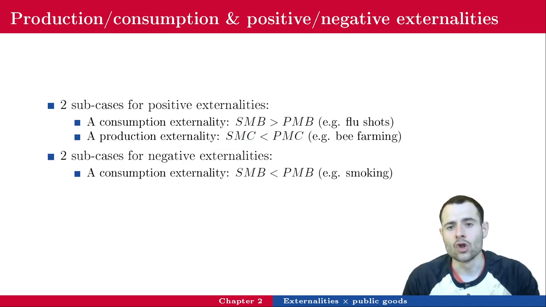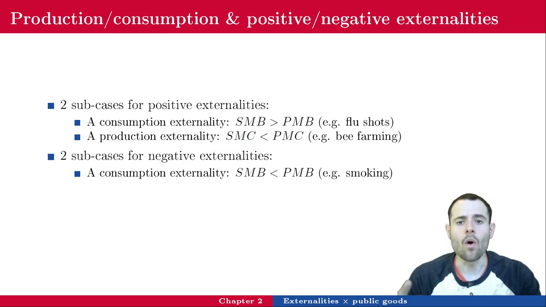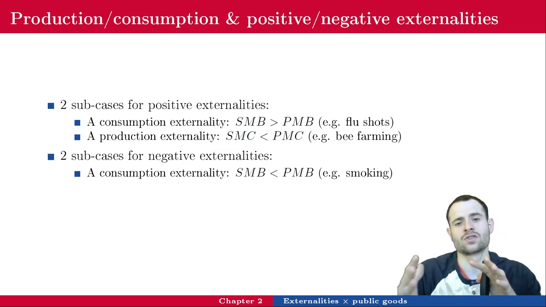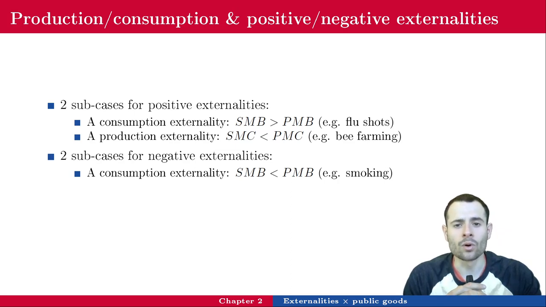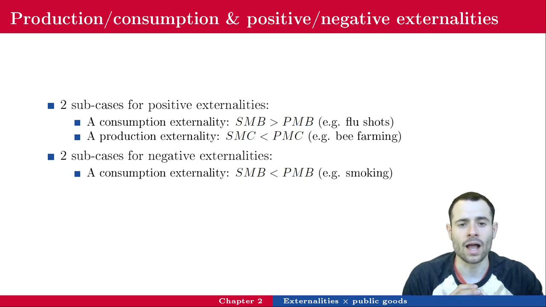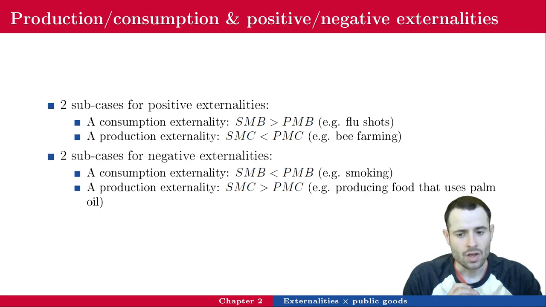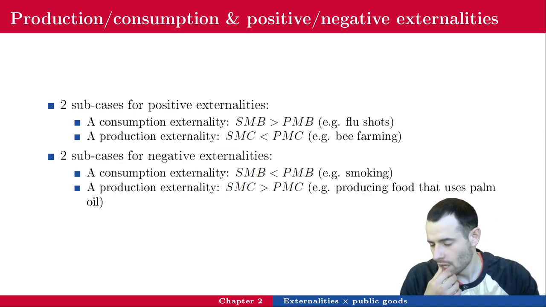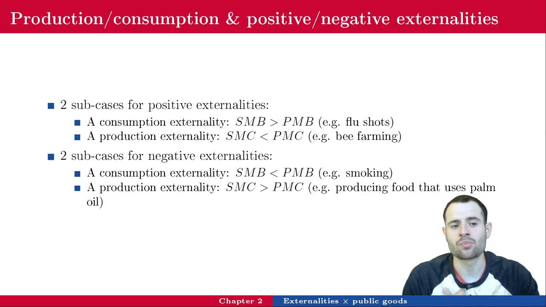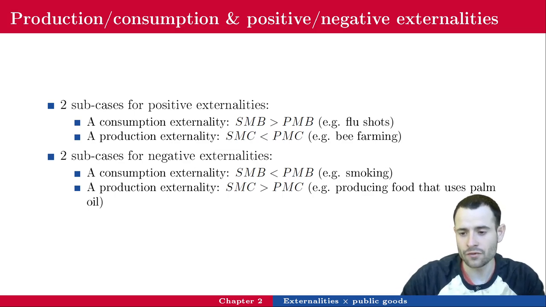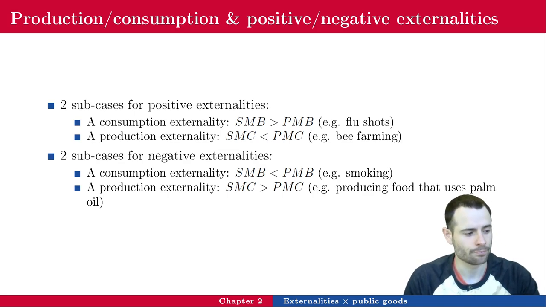Because smoking annoys the person next to you, the overall demand for cigarettes, and by overall, I mean if you take into account the bystander's preferences with yours, will be lower than if it's only you who is asking for cigarettes. If it's a production externality, the social marginal cost is bigger than the private marginal cost. And I just gave the example of Nutella. Any food that uses palm oil, pretty much.